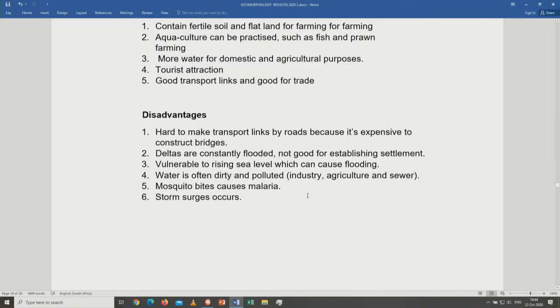There are also some disadvantages of a delta. It is hard to make a transport link by roads because it's expensive to construct bridges over there. So it's going to be difficult to construct it. It will cost a country a lot of money to build that on top of the delta. Deltas are constantly flooded also, not good for establishing settlement. And then also mosquito bites cause malaria. Storm surges occur also. So these are some of the disadvantages of a delta.